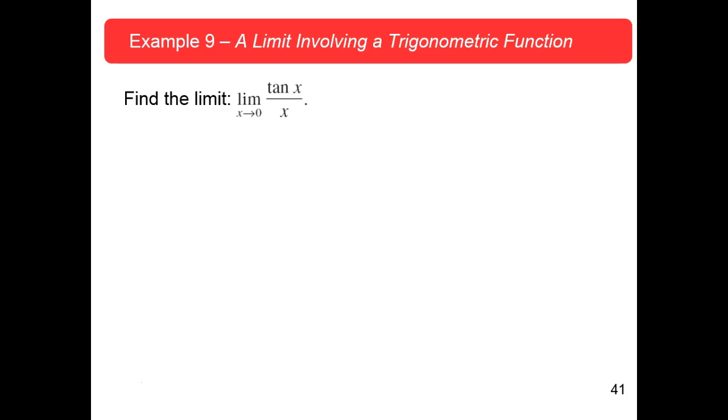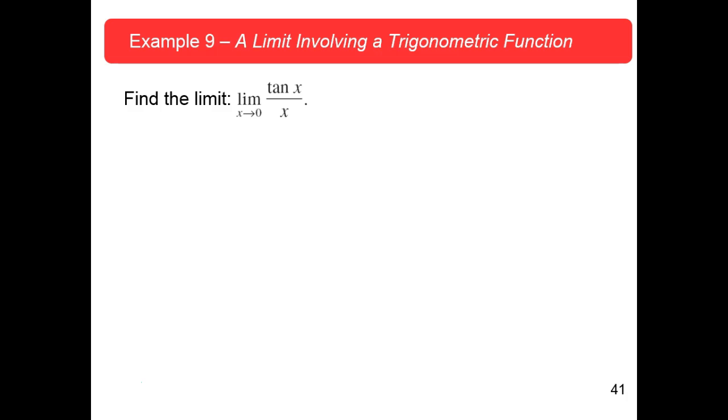Let's do example 9, which is indeed this one. Find the limit as x approaches 0 of tangent x over x. What would you do first? Plug it in. And what does that give us? Indeterminate. Yeah, it's 0 over 0. Tangent of 0 is 0, x is 0. So that's the indeterminate form.